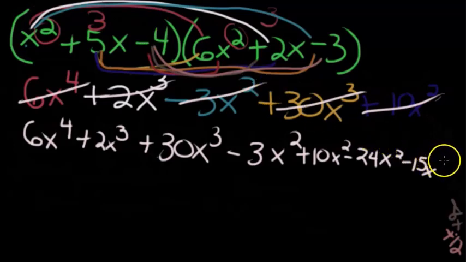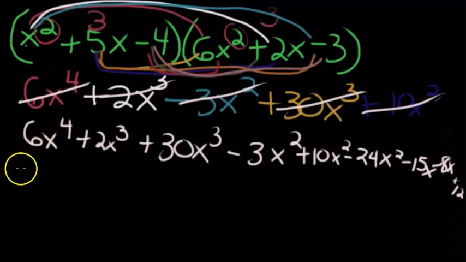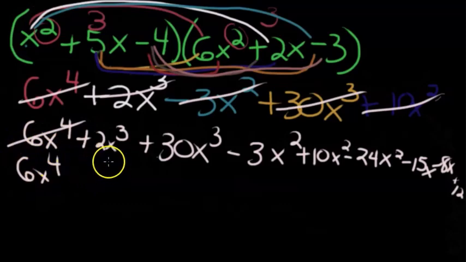Then we have -8x plus 12. Now we need to find and combine like terms. So 6x to the 4th is by itself, so that's first.